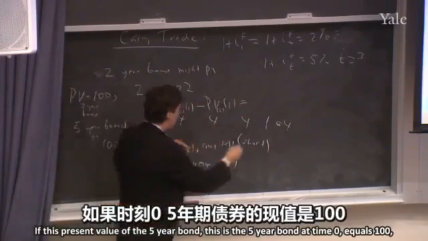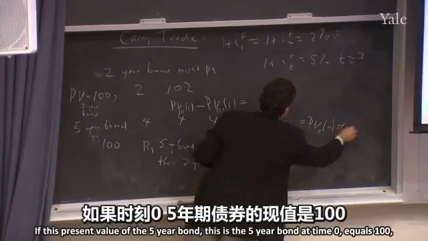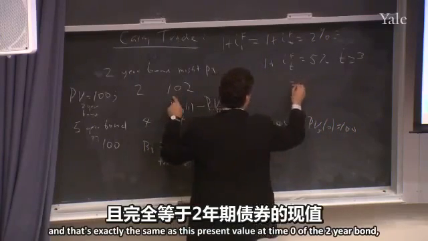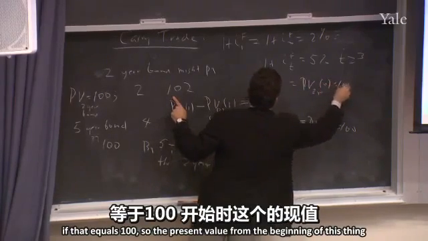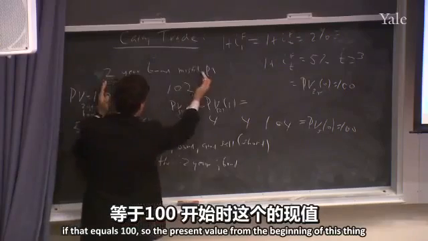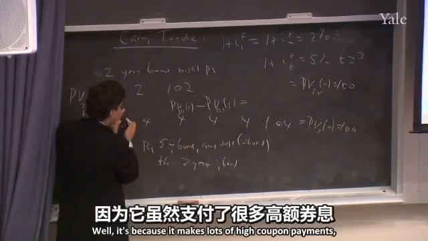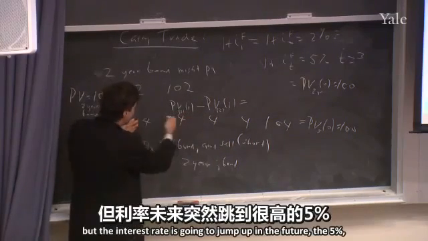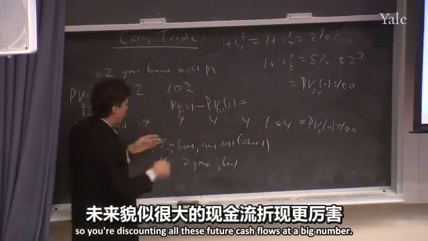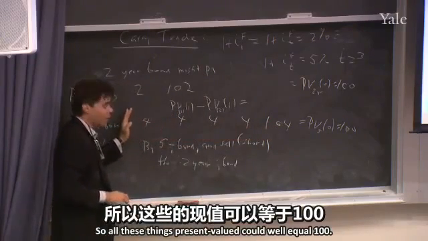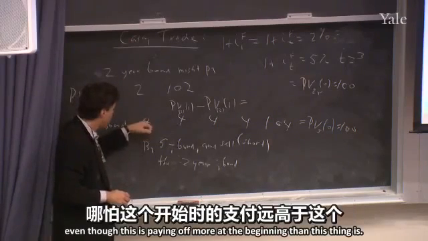If the present value of the 5-year bond at time 0 equals 100, and that's exactly the same as the present value at time 0 of the 2-year bond, so the present value from the beginning of this thing is the same as the present value of this thing from the beginning, how could this thing have value 100? Well, it's because it makes lots of high coupon payments, but the interest rate is going to jump up in the future to 5%. So you're discounting all these future cash flows at a big number, and all these things present valued could well equal 100. So this could be 100 and this could be 100, even though this is paying off more at the beginning than this thing is.